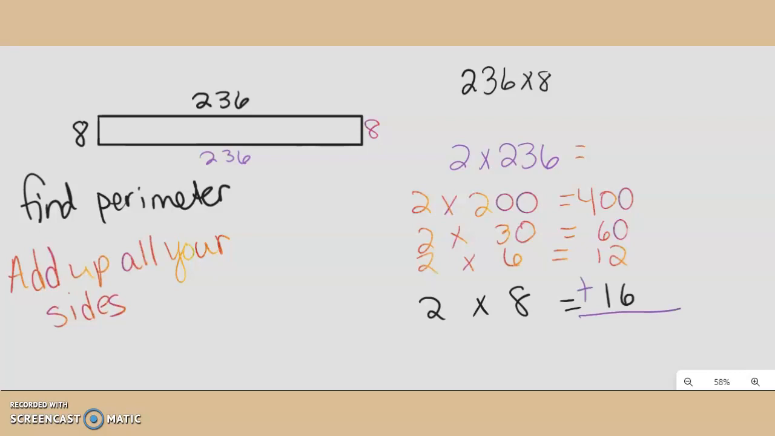Now, some of you out there are going to be like, well, I don't do multiplication very well. If you're not comfortable yet, because you're going to move there, then you add the 236 plus the 236 plus the 8 plus the 8, and then you add them all together. You could do that too, but we're trying to move into multiplication. We're trying to get rid of repeated addition.